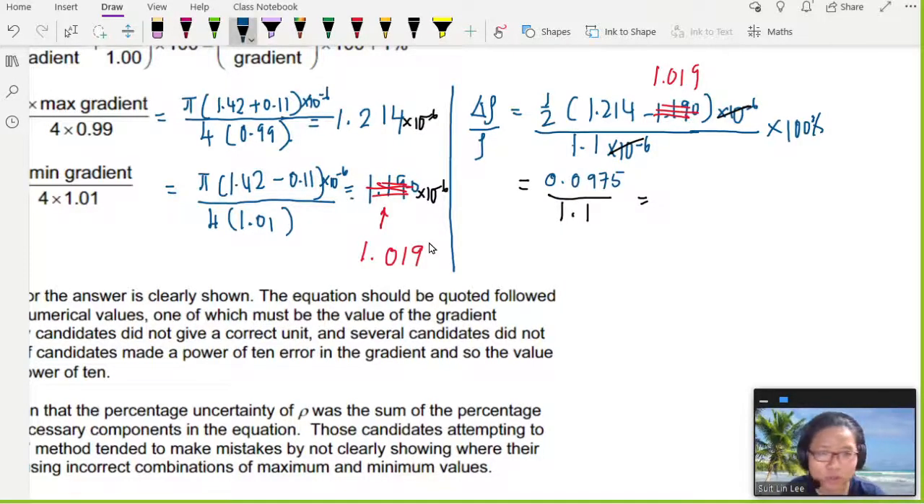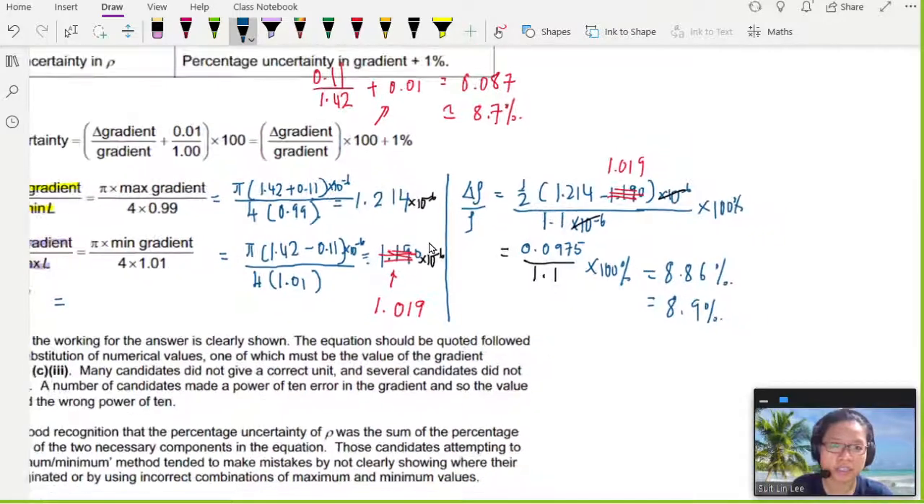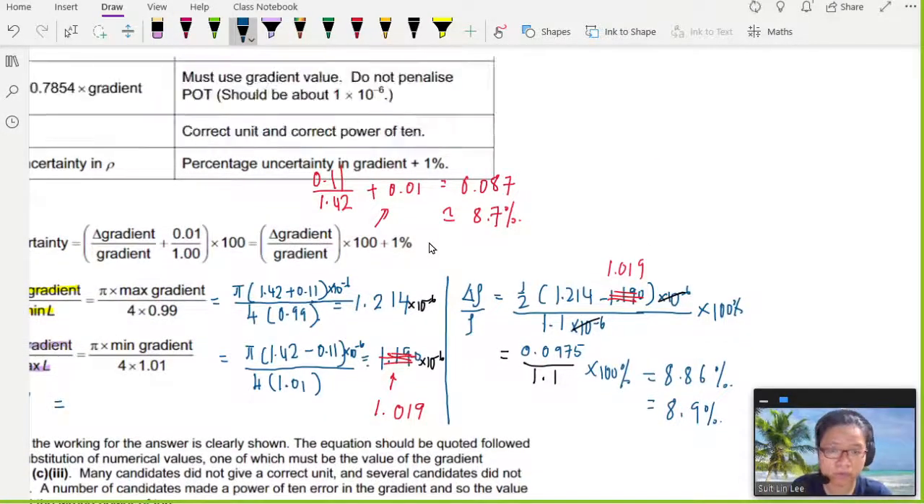the real answer is 8.7. So my answer should be close to that 8.7. Okay, so I times 100%. Alright, the negative 6 cancels out, and this will be 8.86%, which is close enough, and I can accept this as 8.9%. Okay, so you can see these two are quite close. Of course, they are not going to be identical because they are different methods. And this method is a bit more legit, because you are using it from calculus.